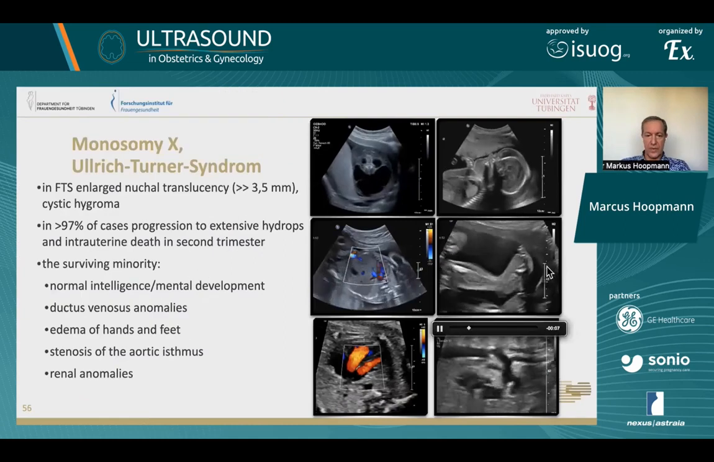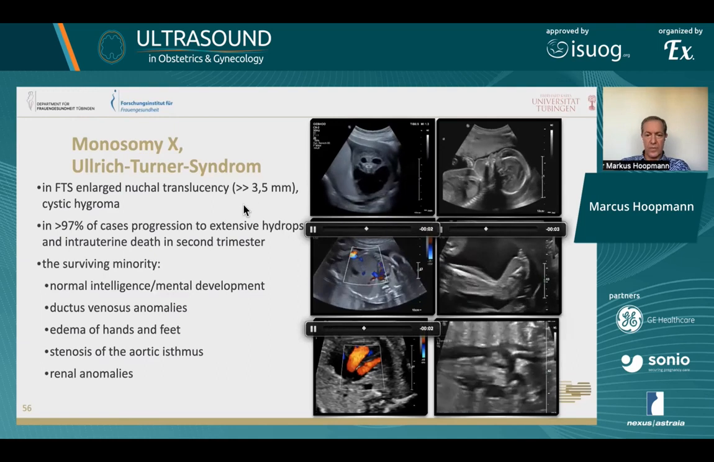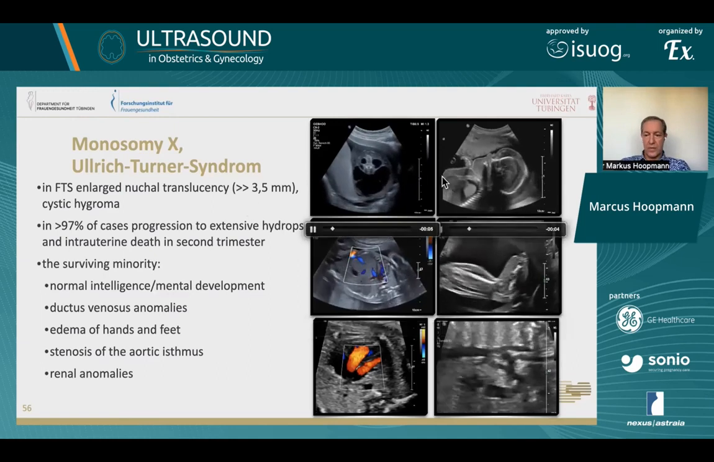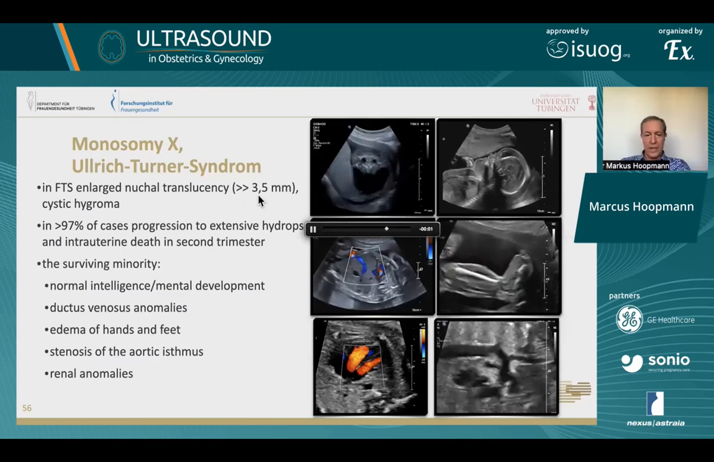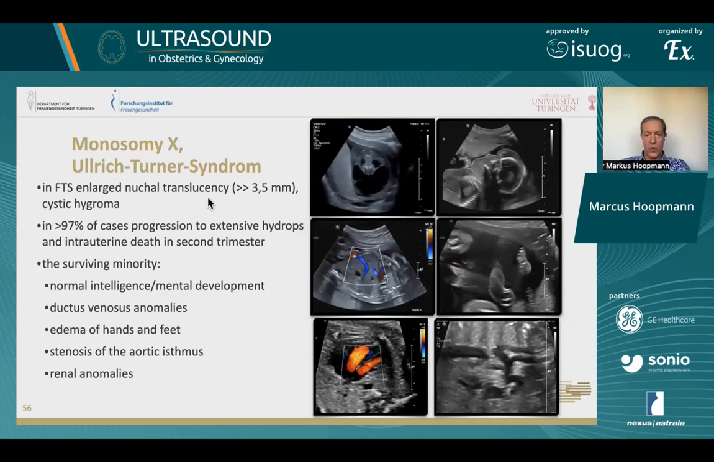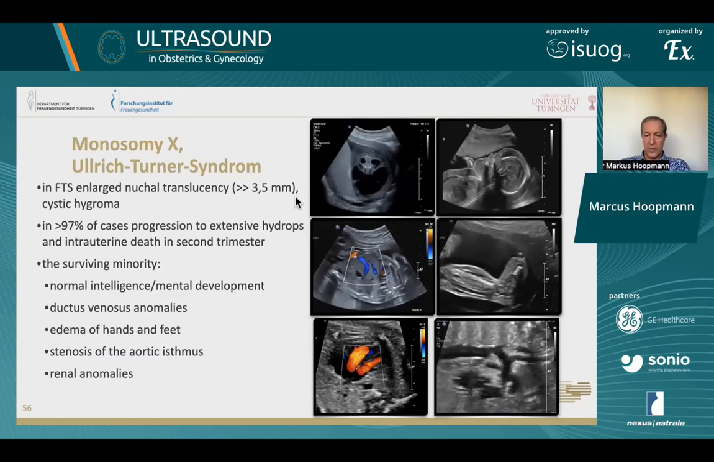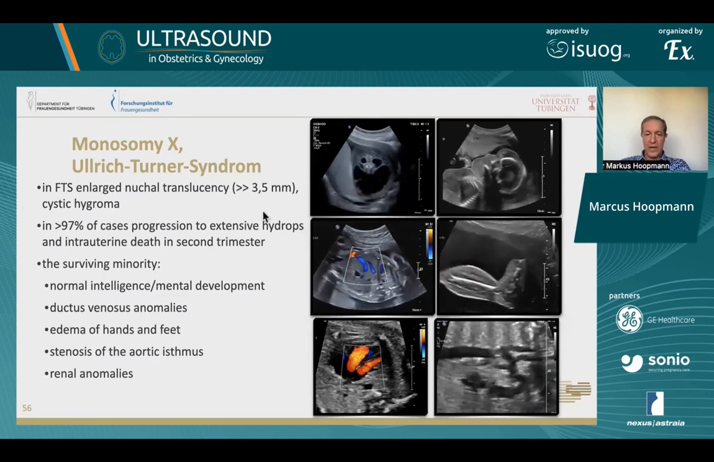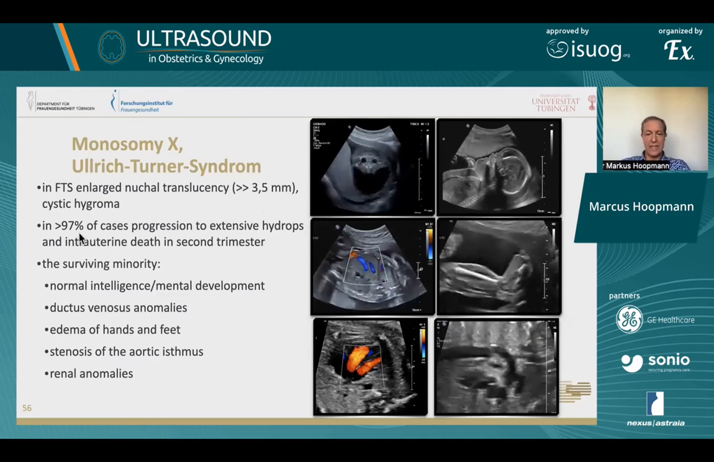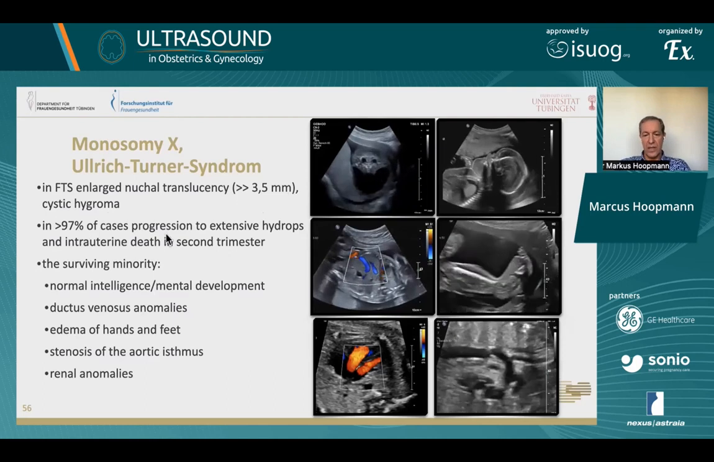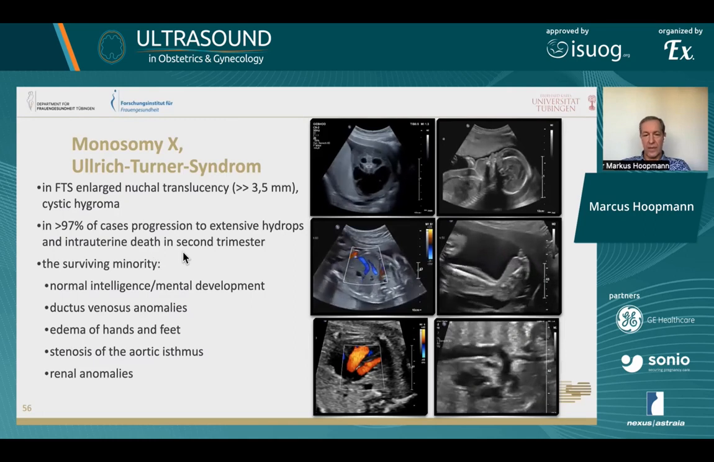And typical for the monosomy X, or so-called Ullrich-Turner syndrome, is that you have this hydrops, this really extended cystic hygroma. And even in the first trimester, you have always enlarged nuchal translucency above 3.5 millimeters. And if you find them in the first trimester, you have to counsel the patient that at least 97% of these cases will progress to extensive hydrops and intrauterine death in the second trimester.